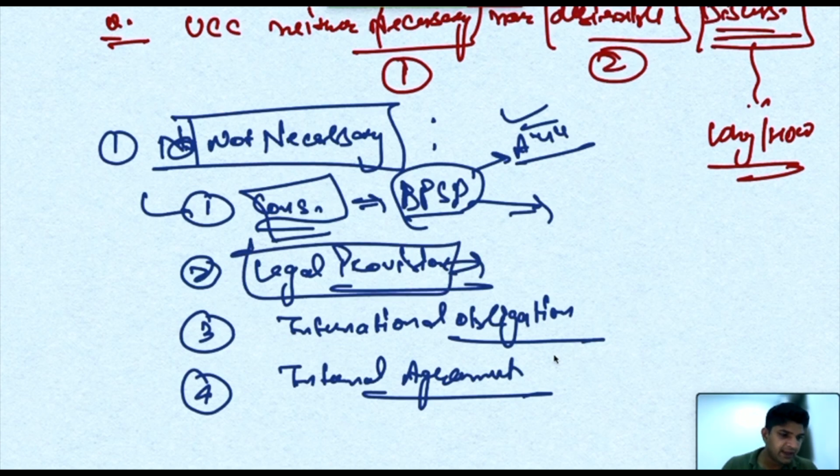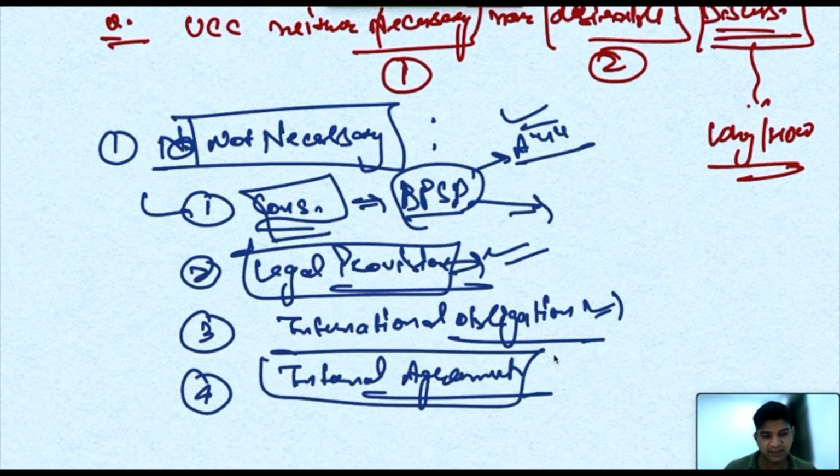Legal provision: there is no such necessity or act where the government of India or any state government is required to implement the uniform civil code. So we don't have that either; it's not necessary. We haven't signed any agreement which asks us to do this, so it's not necessary. Neither the union nor any state has any such agreement, so it's not necessary.